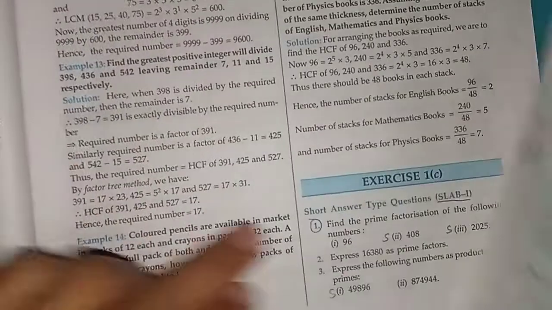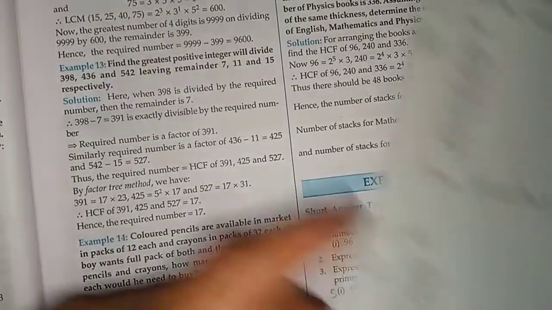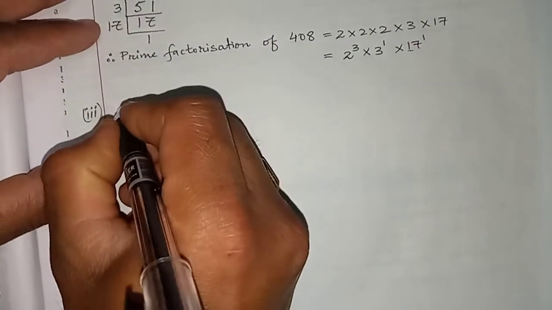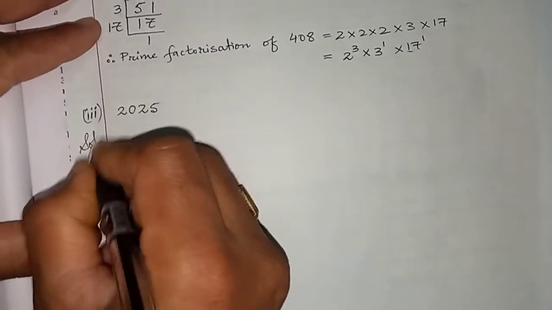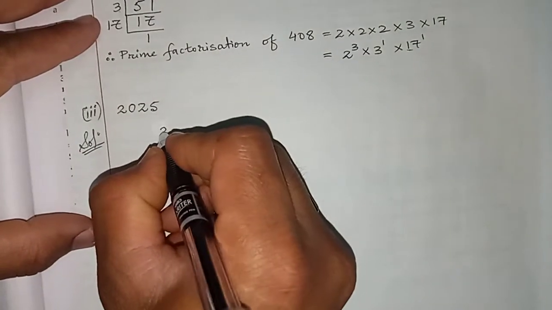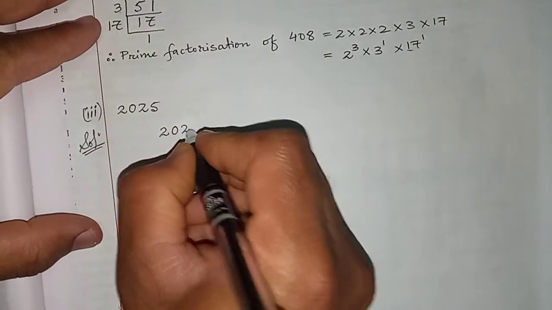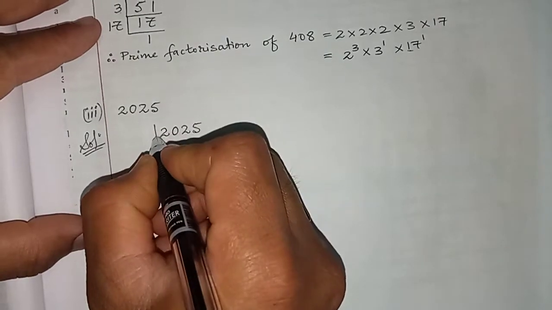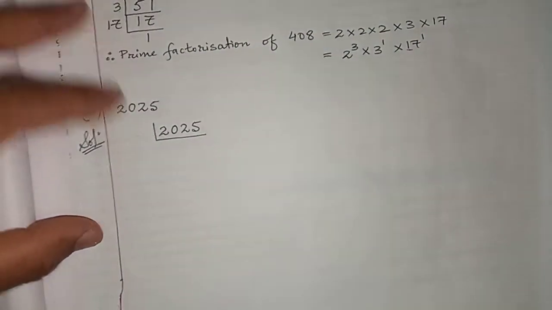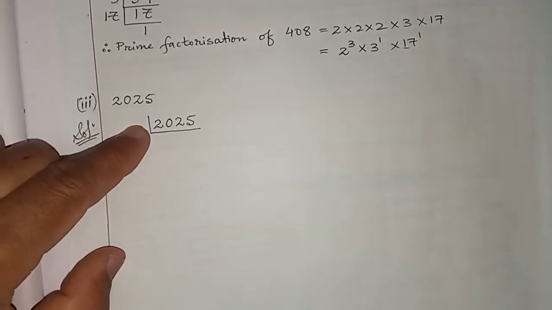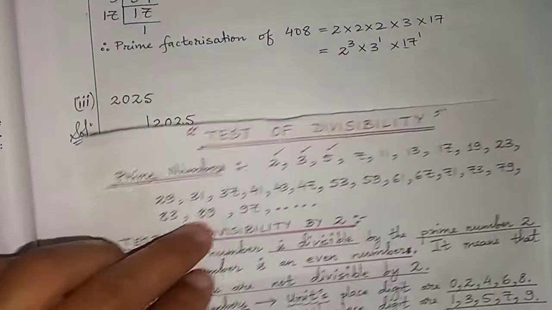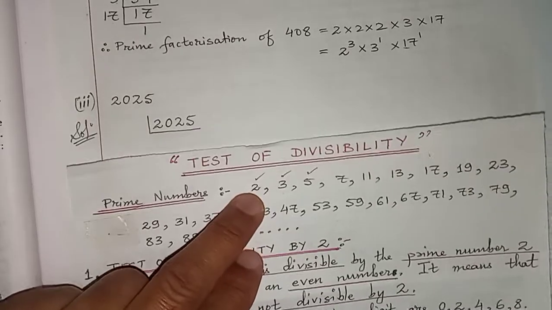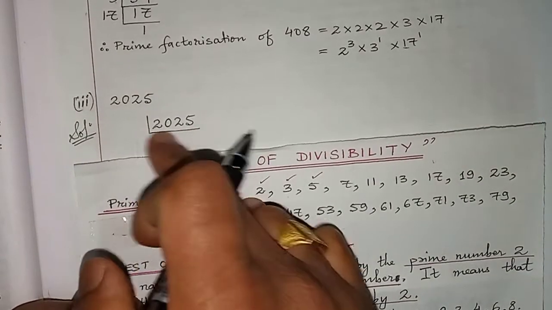The given number here is 2025, and we have to do the prime factorization of 2025. First we copy 2025 here like this, and since this is prime factorization, we should divide by prime numbers. As you know, the first prime number is 2. So let us see whether this 2025 can be divided by 2 or not.